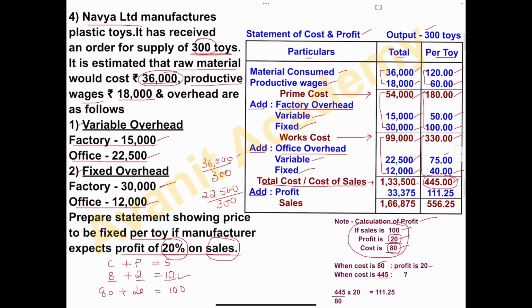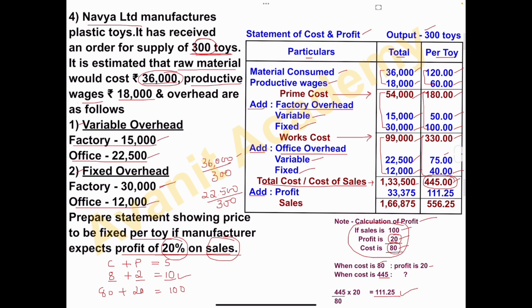So calculate 445 divided by 80 into 20. Calculate this 445 into 20 divided by 80 and you will get 111.25. This is the profit amount of per toy. If this note is not clearly visible, we can see it in the next page. Right here in the solution statement of cost and profit, add profit. So 111.25 is the profit amount of per toy, one toy.